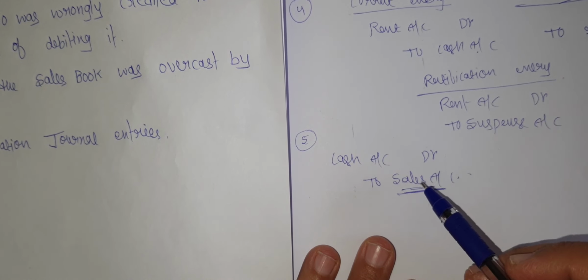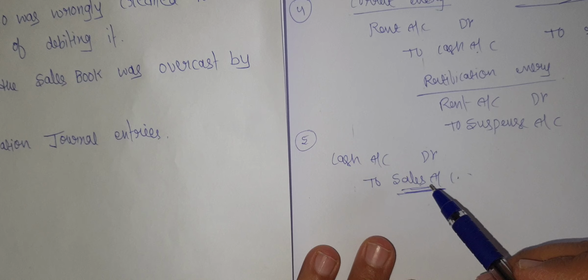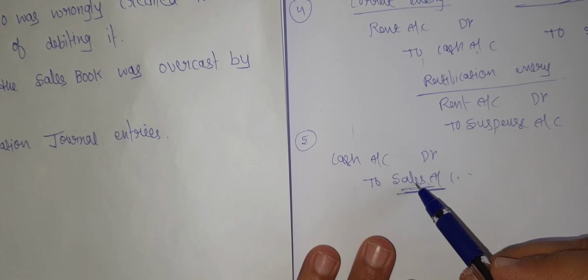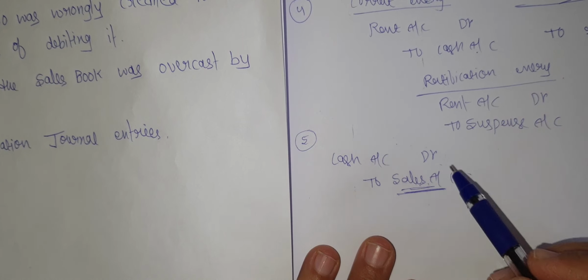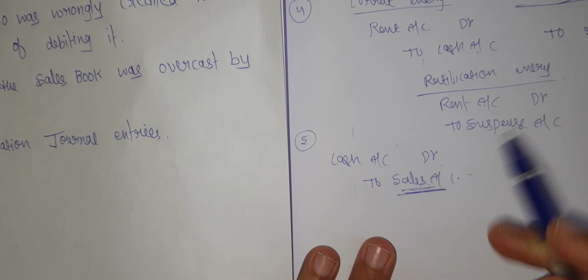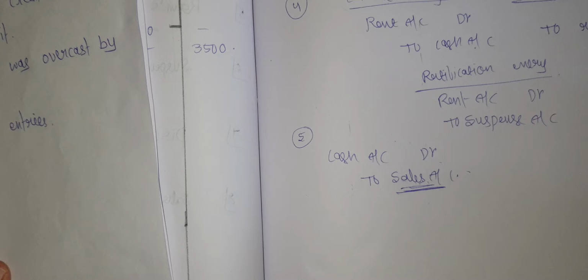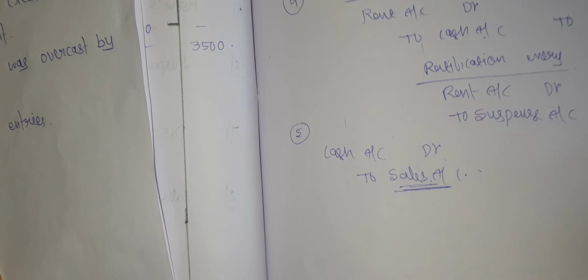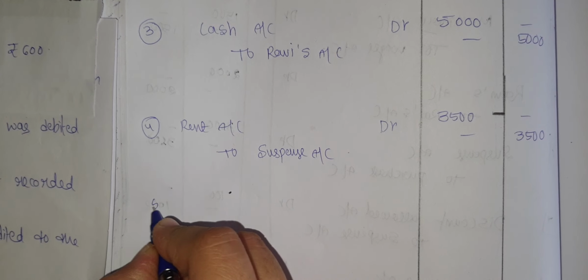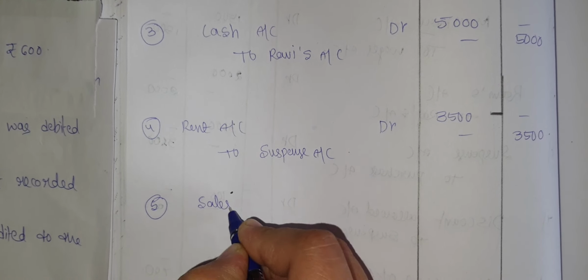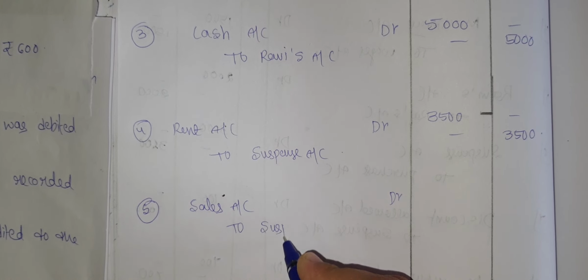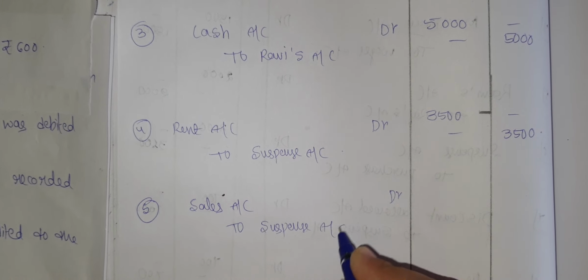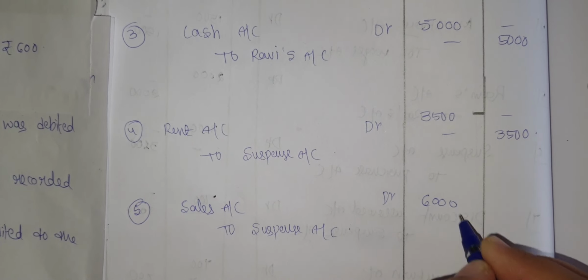Normally we would credit the sales account, but in the case of overcast, we have to send this account to the other side, which means we need to cancel this extra amount. So what is the rectification entry? Here the sales account is credited, so we have to debit the sales account. See here, fifth one: Sales account debit to suspense account, that is rupees 6,000.